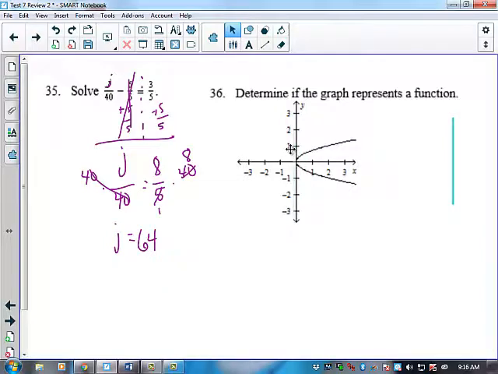So if I dropped it right here, it would only hit one time there at 0. But here, notice it hits once, twice, once, twice. This is not a function.